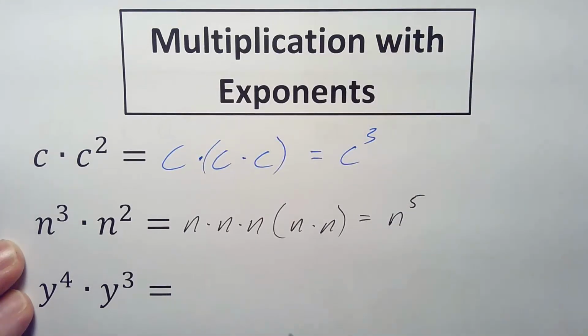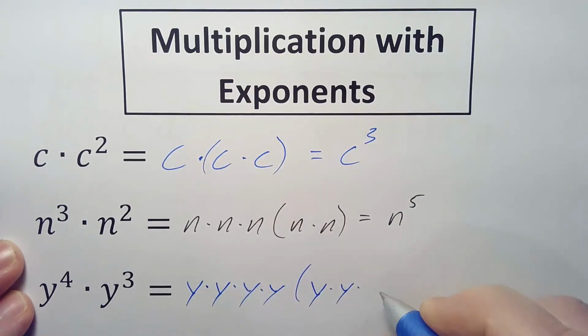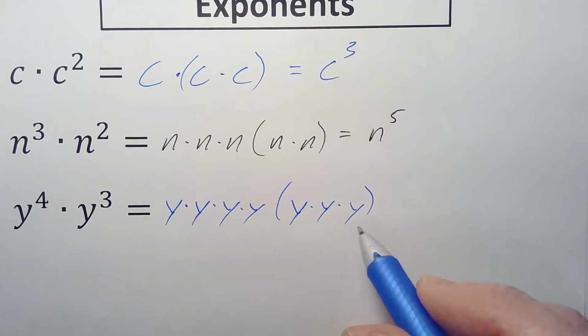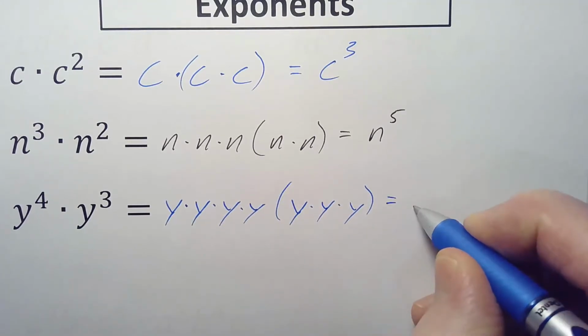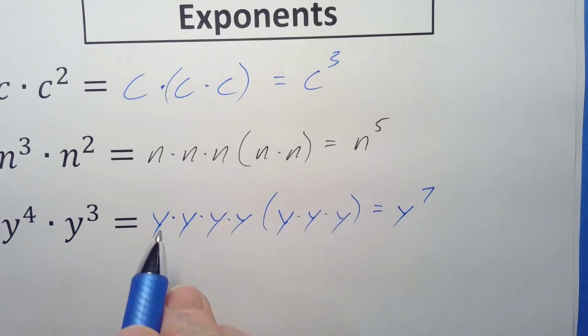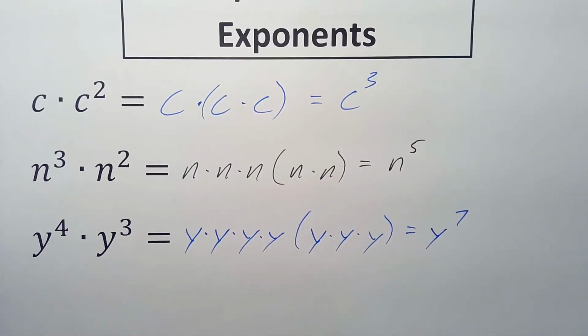All right, finally, let's do this last one here. Y to the fourth. Ooh, this is starting to look like a lot of y's. Y times y times y times y. I'm not liking this. There better be a better way to do this. Let's count them up. 1, 2, 3, 4, 5, 6, 7. So this is y to the seventh. Like I said, this is starting to get to be a hassle and we don't even have that many exponents.